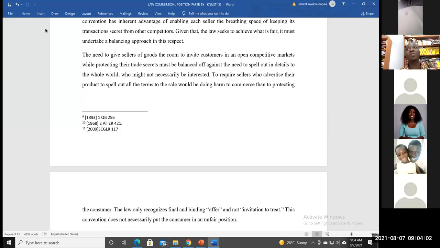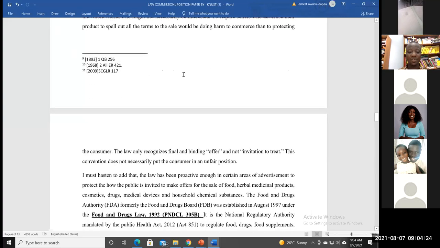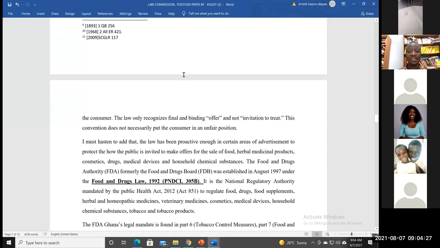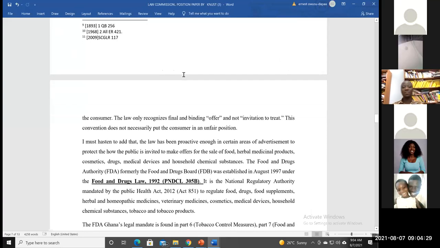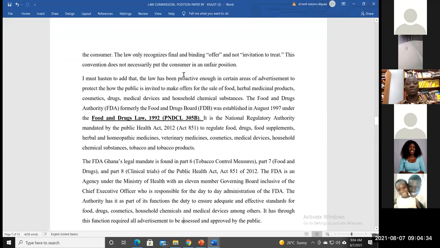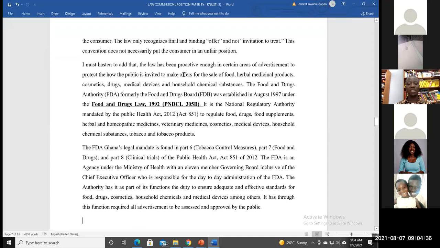And in terms of controls, if it has to do with food and medicine, you have the Food and Drugs Authority and the Ghana Standards Board, who are supposed to vet some of these claims before they can go into the market. So there is this thinking that it is really not necessary for us to legislate on this particular aspect, since it does not put the consumer in an unfair position, as it were.